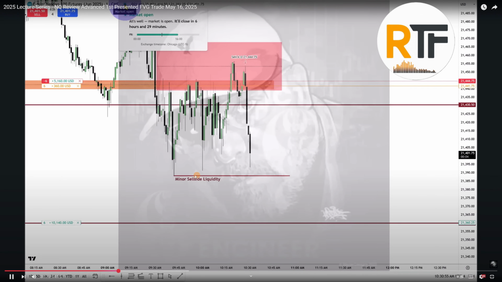So, if it was me, I would consider taking a partial below the minor sell side liquidity here. But it looks like he's going to do all 6 contracts at this low, the 21,360 target.